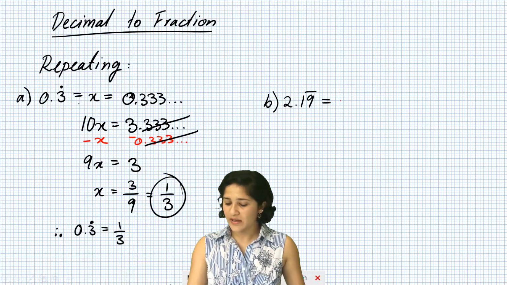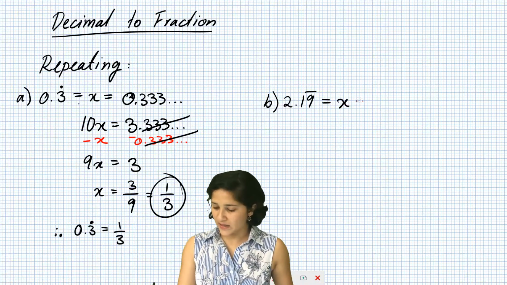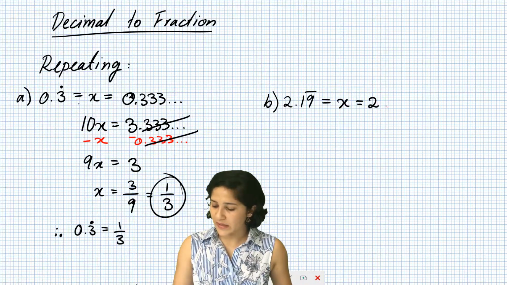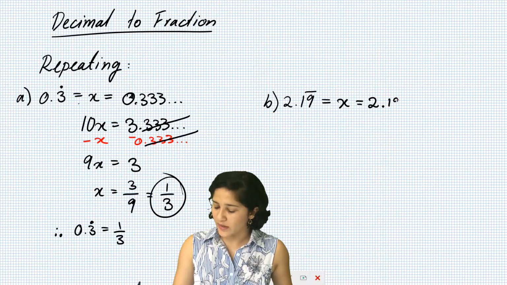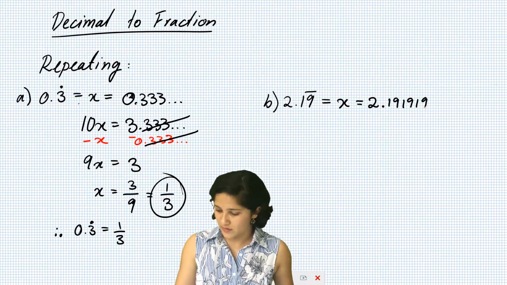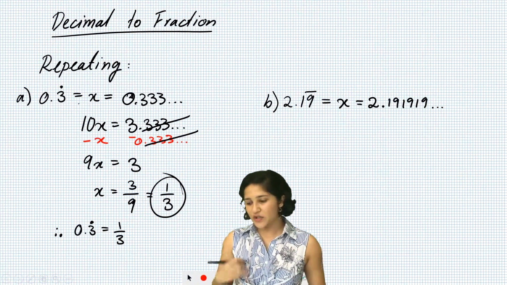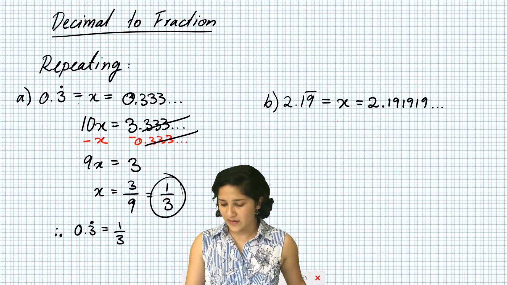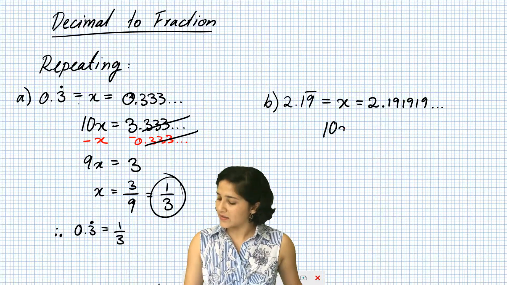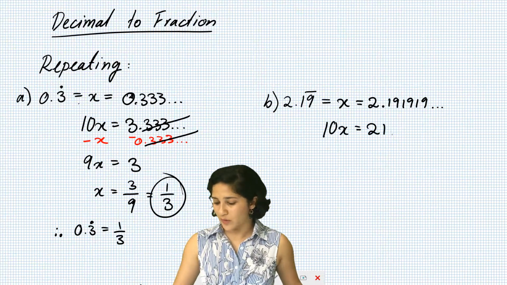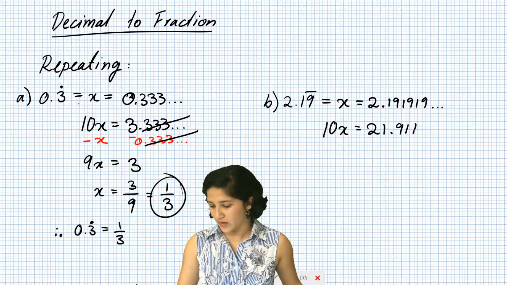So this time, I'm going to start by calling it x again. And I know that this number is 2.191919, like that, repeating forever. So now I can try and do the same thing where I say that if this is x, 10x would be 21.9191.